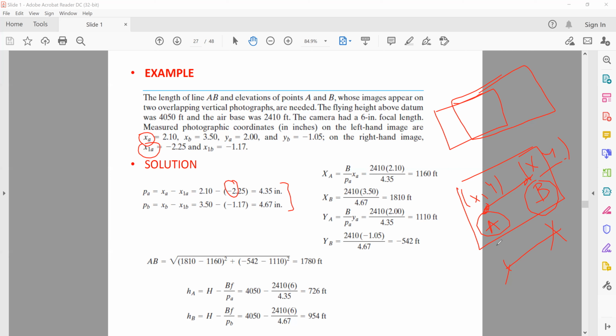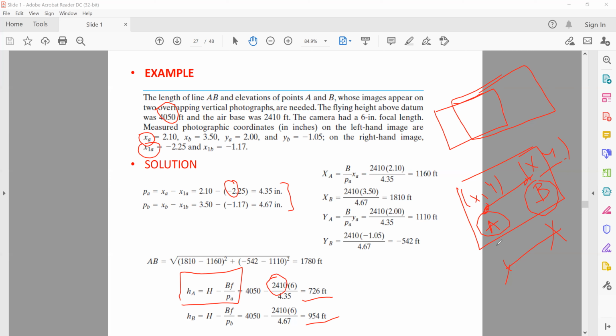Now, once you have these, you can calculate the height of the point A and the point B using the equation that we saw on the previous slide. From this equation, capital H was the height of the drone, it's given, 4050 feet. Then you have minus the airbase 2410, it's given, focal length is given, and parallax for A we just calculated, 4.35 inches. You have to take care of the units in the equation, and you get the height of the point A as 726 feet and height of the point B as 954 feet. So now that we have heights for the points A and B, we need to calculate the x and y coordinates, the ground coordinates for A and B separately.